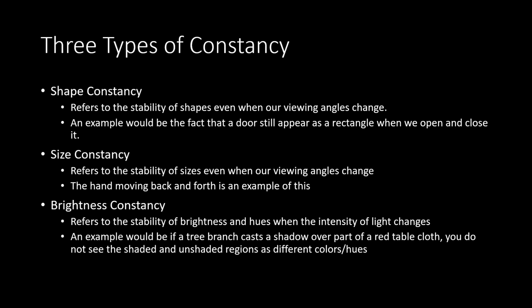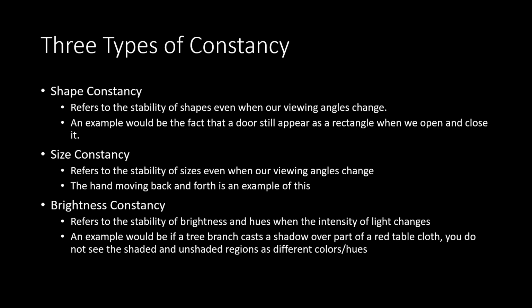The second type of constancy is size constancy, and this just refers to the stability of sizes of objects when our viewing angles or distances change. And the example I used of the hand moving back and forth from your face but not changing size is an example of this. The last one we will discuss is brightness constancy, and this refers to the stability of brightness or hues when the intensity of light changes.